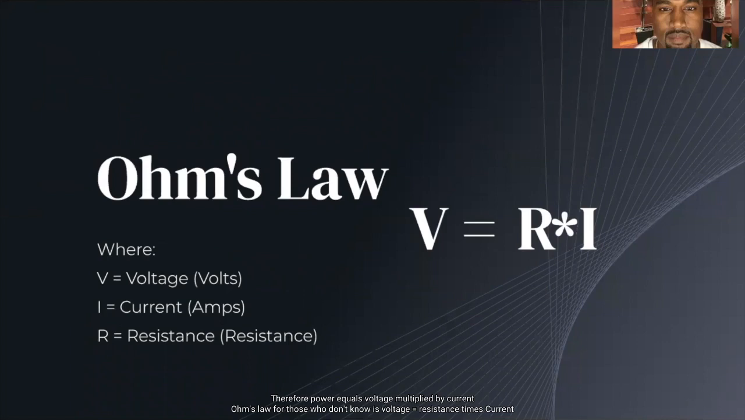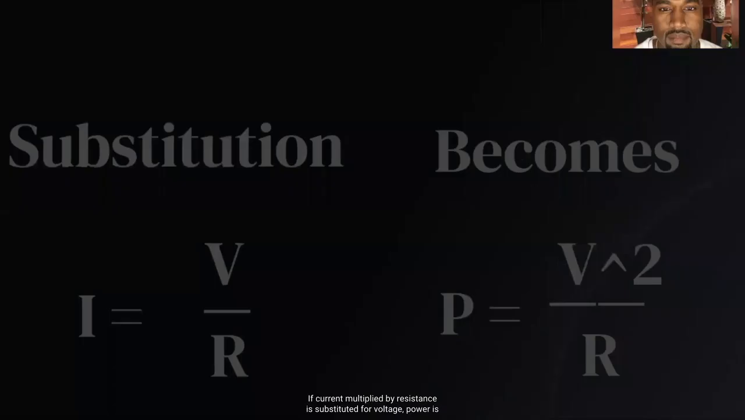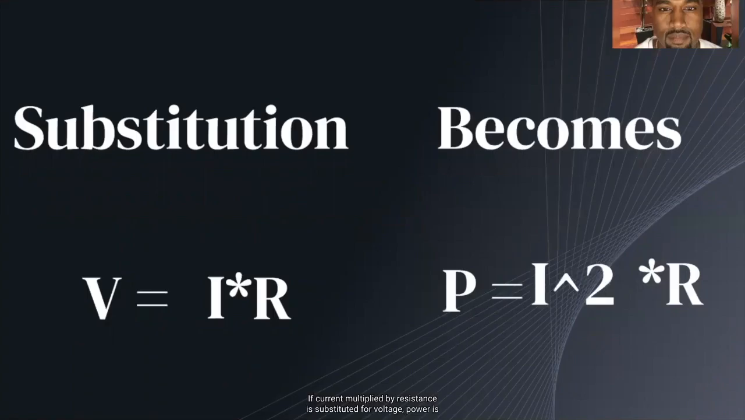Ohm's law, for those who don't know, is voltage equals resistance times current. It can be used for substitutions to make more equations from power equals voltage times current. If voltage over resistance is substituted for current, power can equal the square of voltage divided by resistance. If current multiplied by resistance is substituted for voltage, power is equal to current squared multiplied by resistance.